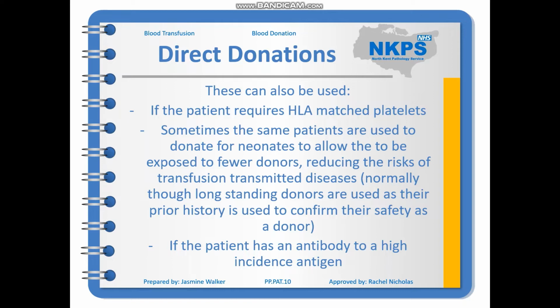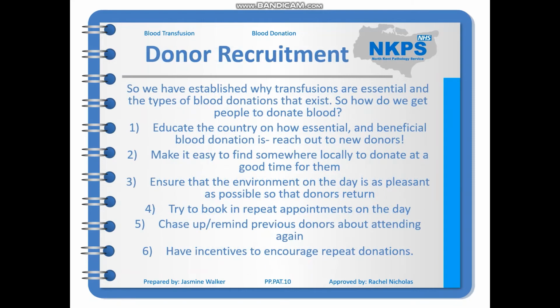Also, sometimes the same donors are used to donate for neonates to allow fewer risks, because they're not exposed to as many donors. Normally though, just long-standing donors are used, as their prior history confirms that they are safe as a donor. And as I mentioned, if the patient has an antibody to a high incidence antigen. Those are the main different types of blood donation, obviously not including the standard you go and donate and then it's tested and just sent to the local hospitals as needed.